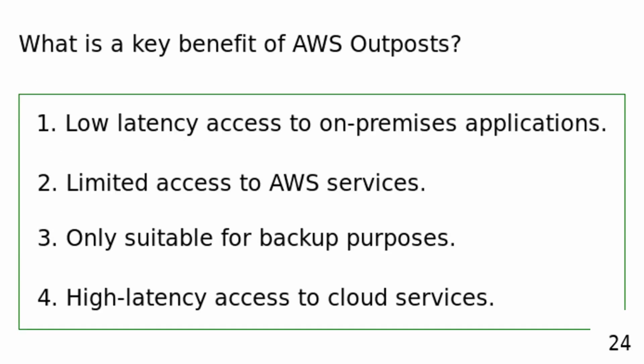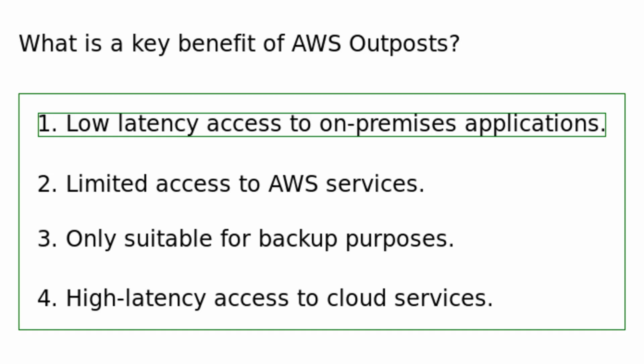What is a key benefit of AWS Outposts? Low latency access to on-premises applications. Limited access to AWS services. Only suitable for backup purposes. High latency access to cloud services. AWS Outpost provides low latency access to on-premises applications and resources while maintaining seamless connectivity to AWS services in the cloud.